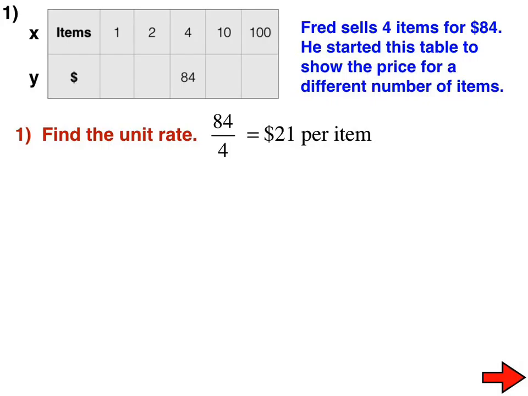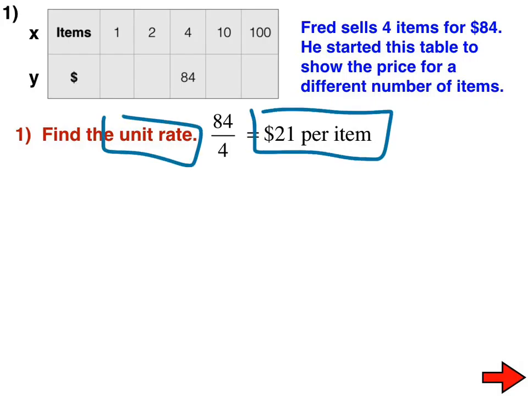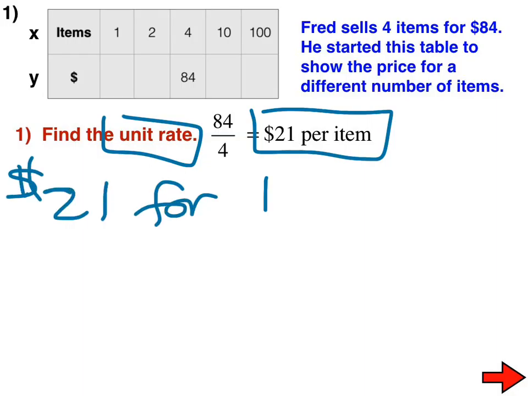$21 per item. Now, if you haven't figured this out yet, a unit rate, this $21 per item means it's $21 for 1 item. Unit rate is for 1 unit. So in your table, see where it says 1 item? How much does it cost for 1 item? We just found that. You were going to write 21 here.